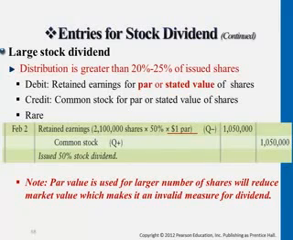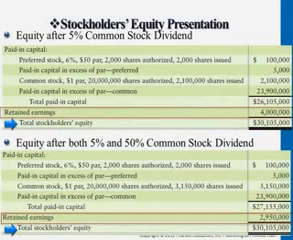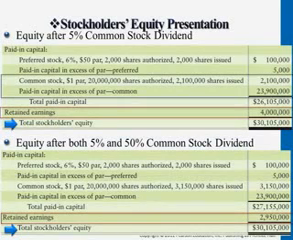Okay, so market value is used for small stock dividend, par value is used for large stock dividend. If we report both cases under balance sheets, the first balance sheet here shows equity after 5% of common stock dividend. So this part here, the common stock case, you see an additional 100,000 shares issued. So there's authorized is 20 million shares, and now the number of shares issued is 2,100,000 shares.